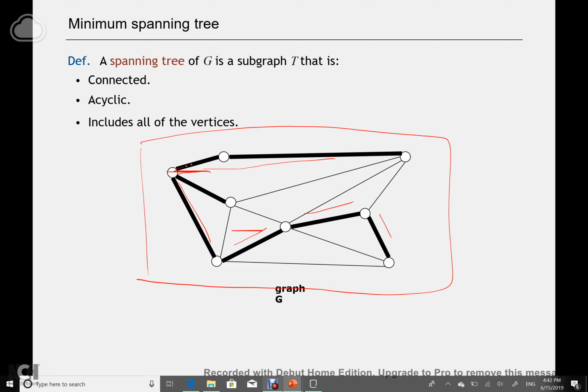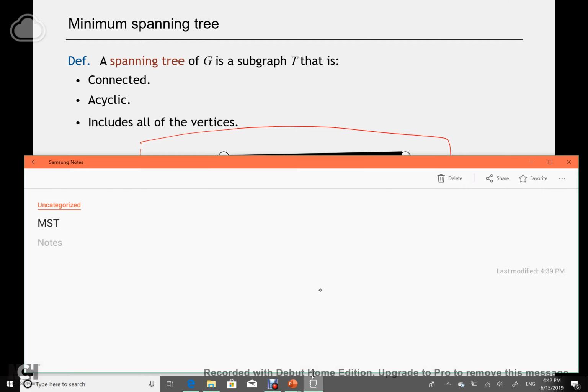Given a graph, we want to find out a tree that covers all the vertices, and also connects every vertex without a cycle. This is what we define, right? So let me write it down here. Given a graph, this is what we talk about. Spanning tree.